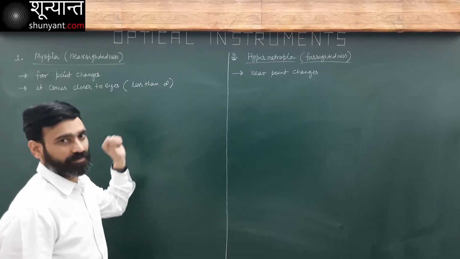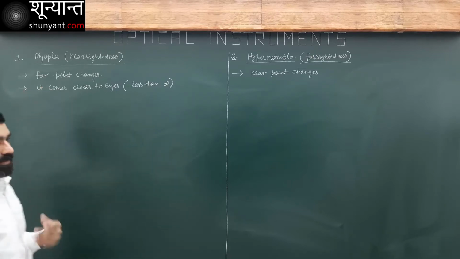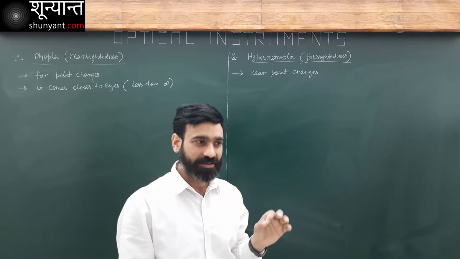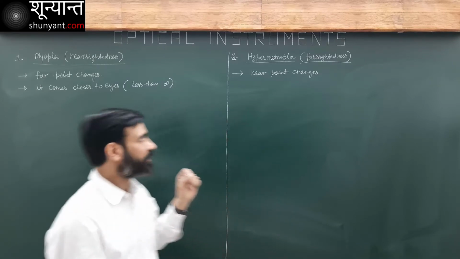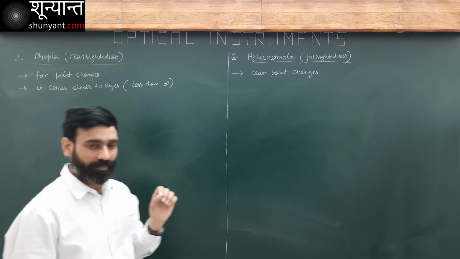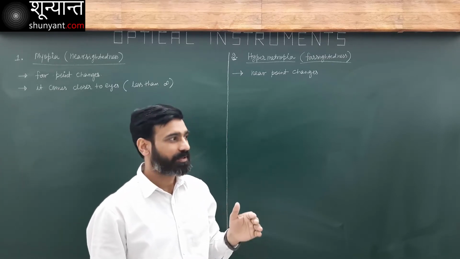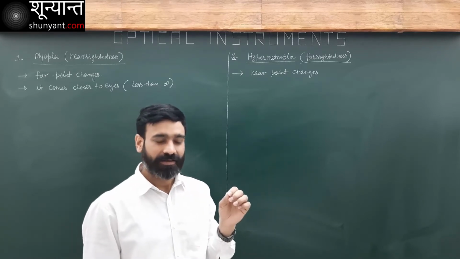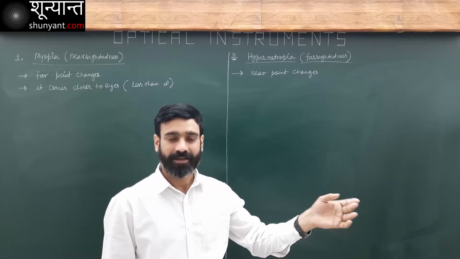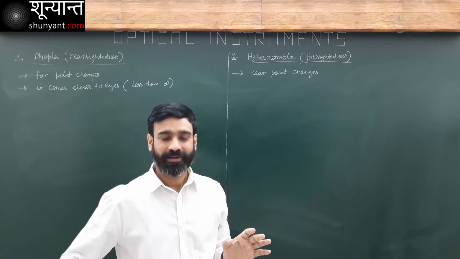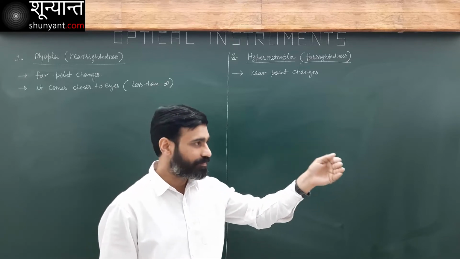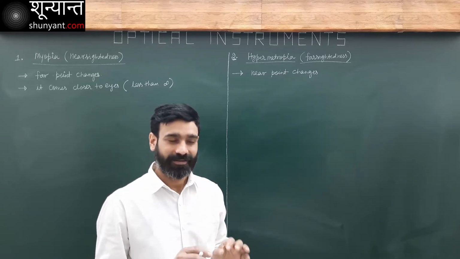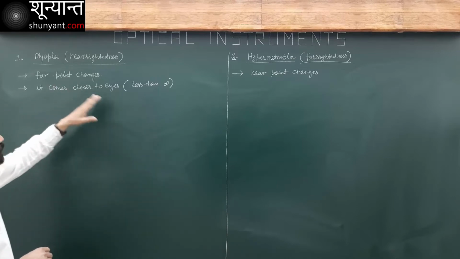Let's discuss this first. It comes closer. It can be few meters, it can be 1 meter, 2 meter, 3 meter. What does it mean? Let's say that I have this defect, myopia, and my far point has changed. It has become 2 meter. That means if an object is at a distance of more than 2 meter, I cannot see it clearly. I can see the object clearly only if it is within 2 meters. That is the meaning of changing far point.